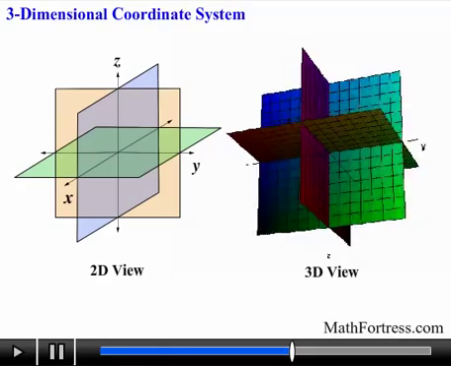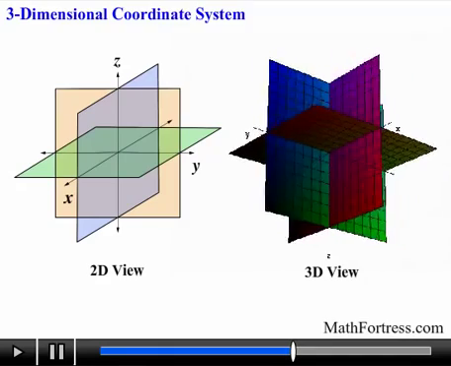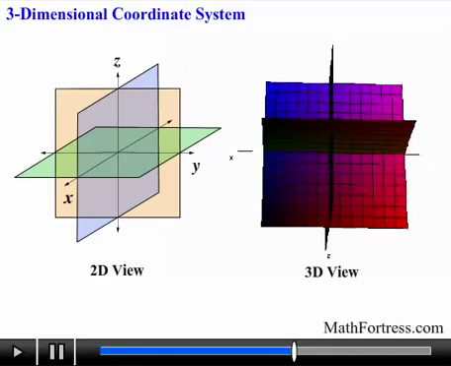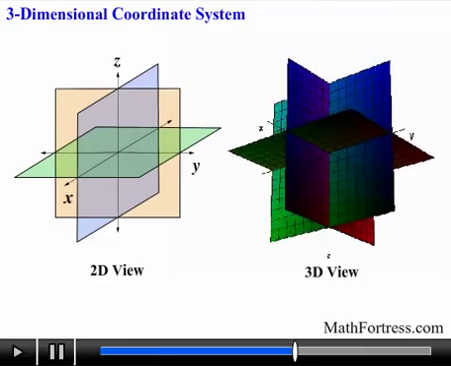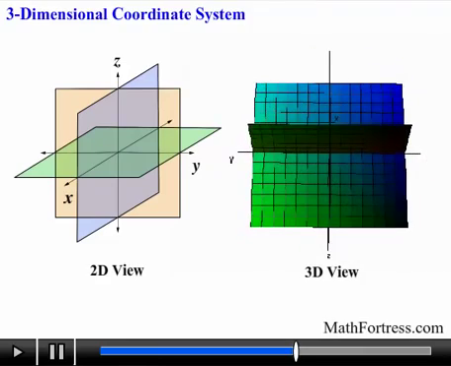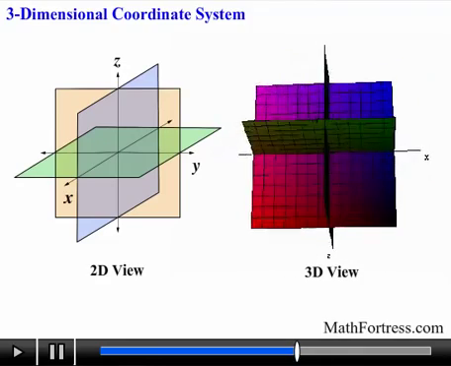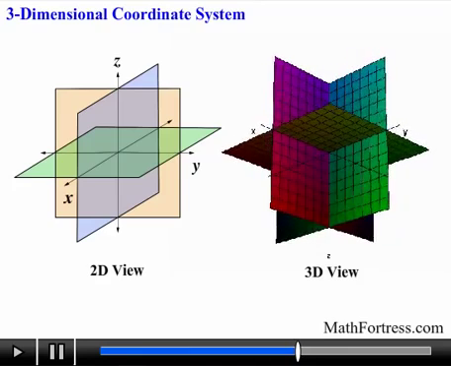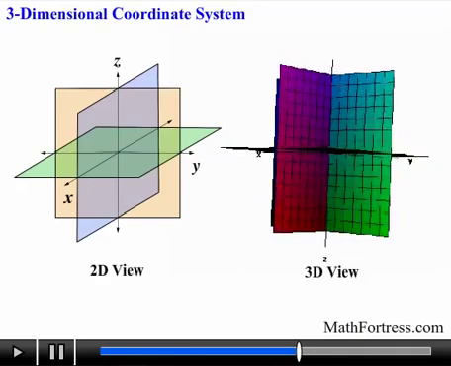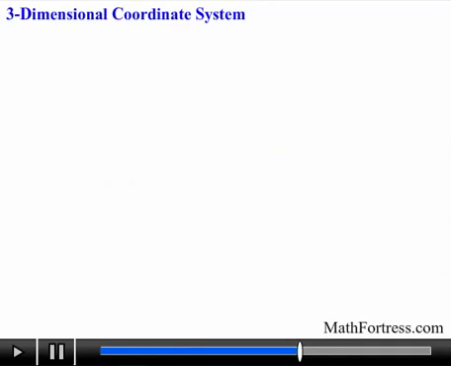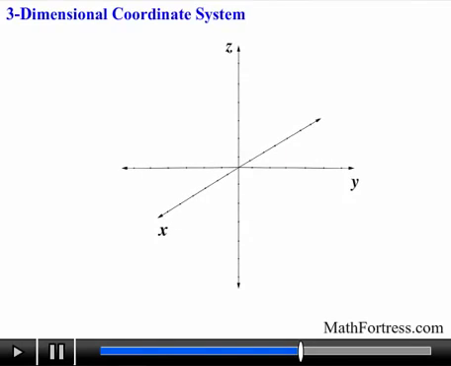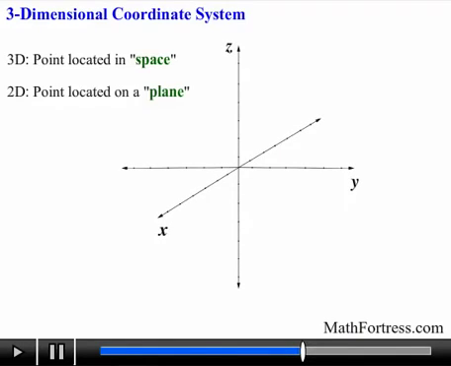In the same manner, there are 7 other rooms, 3 more on top and 4 more on the bottom. If you imagine this three-dimensional coordinate system representing a 2-story building, there will be 4 rooms on top and 4 rooms on the bottom, each room sharing a common corner called the origin. In a three-dimensional coordinate system, a point is located in space, as opposed to a two-dimensional system where a point is located on a plane, and a one-dimensional system where a point is located on a line.